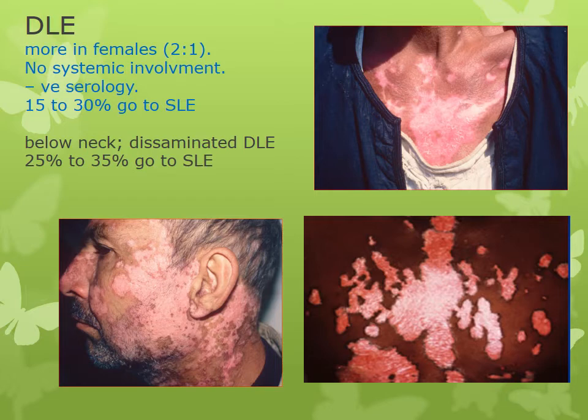In the history, do they start to have joint pain, arthralgia, fever, body ache? In the examination also, we search for new lesions below the neck, because DLE lesions below the neck make them more likely to go into systemic disease. And we should repeat the antinuclear antibodies every year.